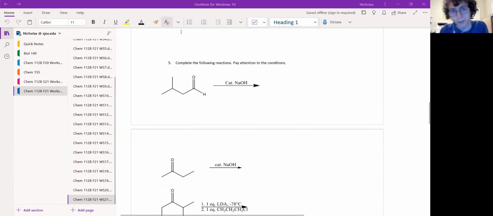So this next one starts with an aldehyde. And again, we're adding catalytic sodium hydroxide. This time I didn't put the 2 here, and most of the time I don't think this will be a hint you're given. It might be, but I wouldn't count on it. But if you see catalytic hydroxide with an aldehyde or a ketone, remember that is the conditions for aldol reactions.